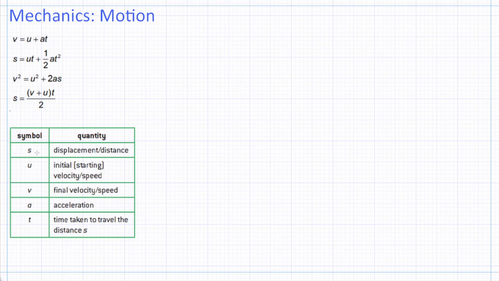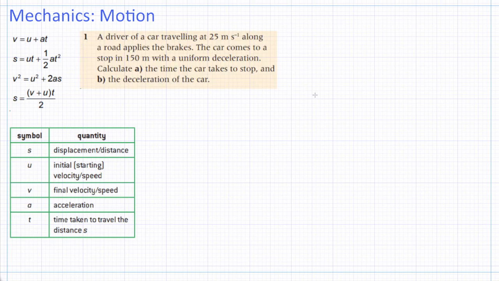So the unknowns that we have been dealing with so far, and you should know what they are: S stands for displacement or distance, u is usually the initial velocity or speed, v is the final velocity or speed, a is the acceleration, and t is the time taken. So let's just apply this to one example.